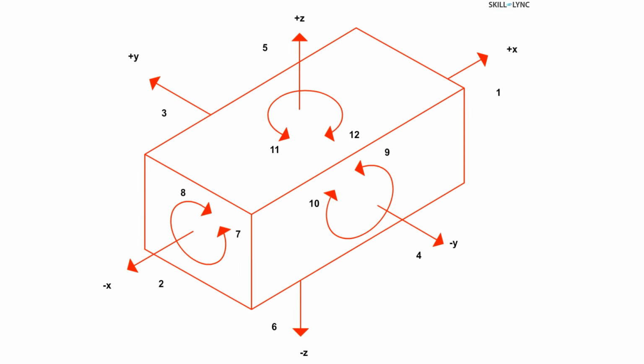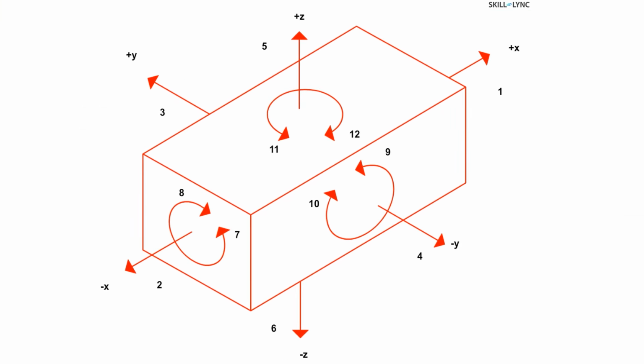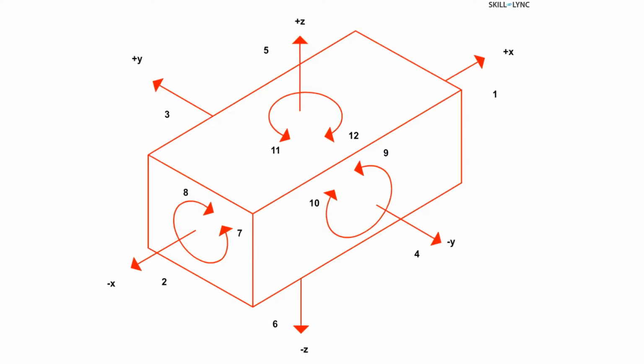In order to constrain two parts in an assembly, 12 degrees of freedom need to be arrested. The 12 degrees of freedom include 6 translational and 6 rotational movements. They are plus and minus sides of X, Y and Z axis, and clockwise and counterclockwise rotations of X, Y and Z axis.